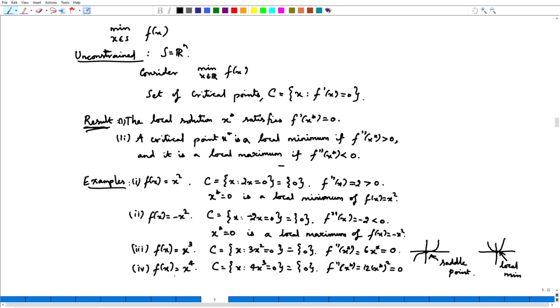Okay. In a similar way, if you consider f of x equal to minus x power 4, okay. So, you can see that this is again minus 4 x cube equal to 0, which is again only 0, and f double dash of x star is minus 12 x star squared, which is 0, but here 0 actually turns out to be a local maximum, which again can be observed from this plot of minus x power 4. You can see that this point is a local maximum.